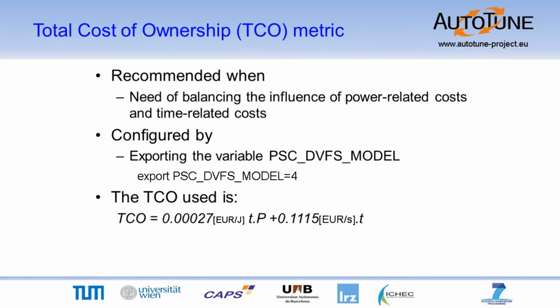In the next demo, we will show the tuning of the total cost of ownership. It is recommended to use it when there is need of balancing the influences of power-related costs and time-related costs. It is configured by setting the DVFS environment variable to 4. We also show the formula which is used in SuperMOOC, which considers the energy costs and amortized costs of the lifespan of the machine.